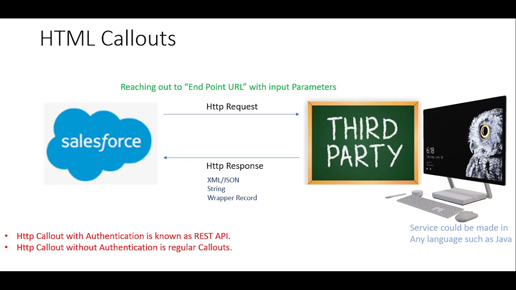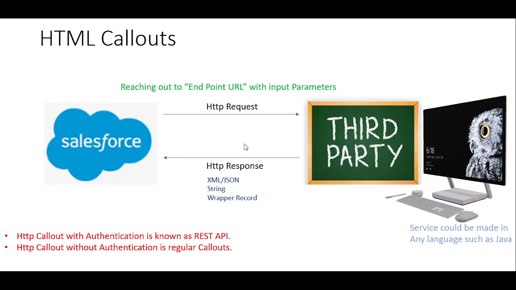One is a source, which is Dallas, and the destination is Seattle. Then in response, Google API will send a response again. It could be in JSON, XML, string, or wrapper, which can tell, okay, between these two cities it's 500 miles or 20 miles. That kind of information we receive and show it on Salesforce.